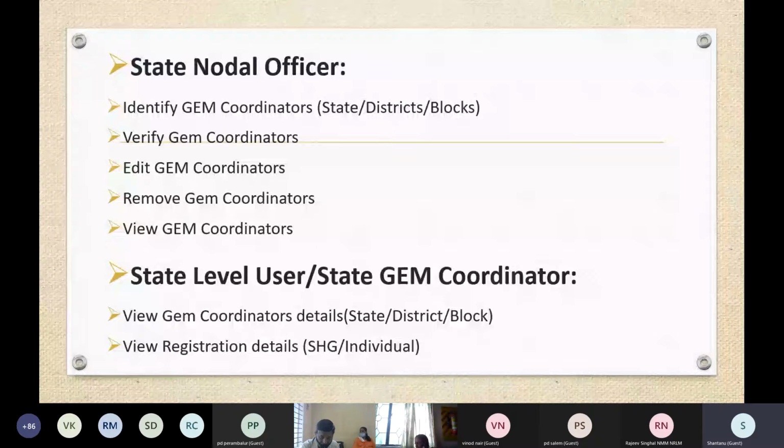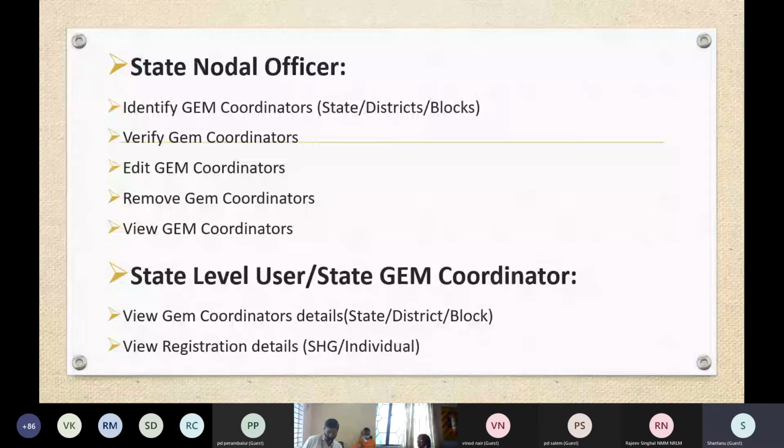Unless you have verified the GeM coordinator using the OTP, mobile, and the email ID, the details of the GeM coordinator will not be shared with the GeM team. Then there is a provision for the edit of GeM coordinators also. Suppose I am the GeM coordinator for the state or the district or maybe block, and my mobile number or my email ID gets changed. In that case, there is a provision to edit the GeM coordinator's details using the same interface under the state nodal officer login. He can edit the mobile number or the email ID.